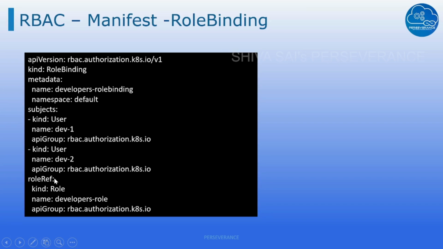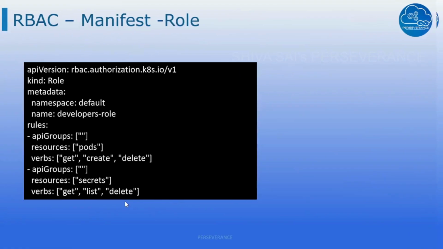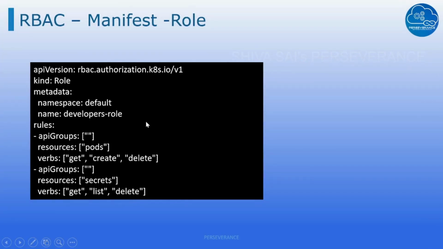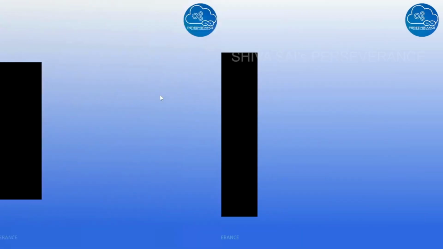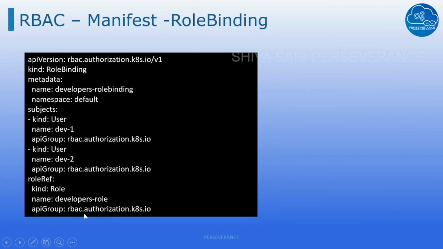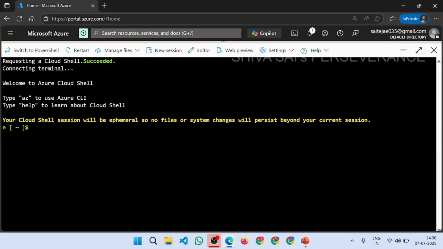When we talk about the role reference, we are telling it to bind a role to the dev1 and dev2 users, but which role? That we are referring to here: the kind is role, developers role, the one which got created here, with the required API group. So we can execute it now.